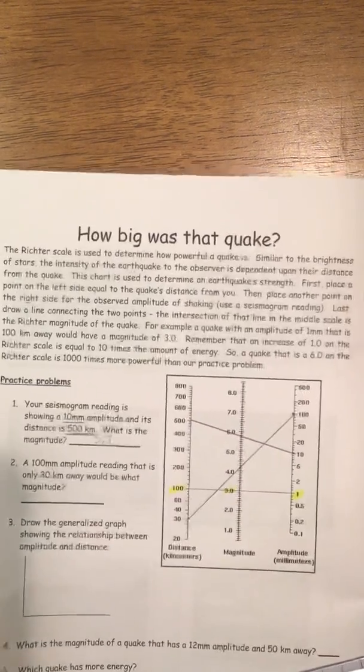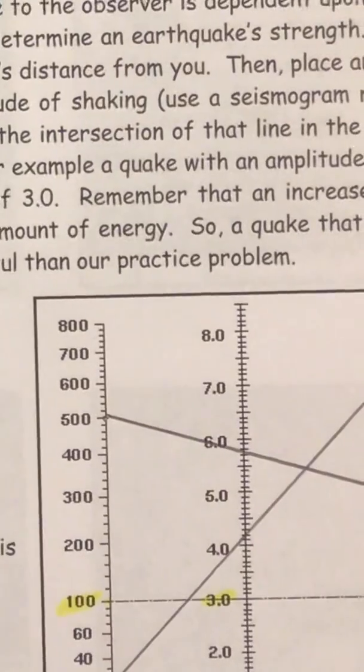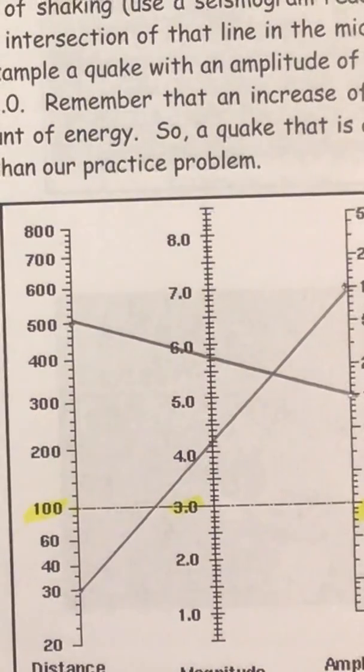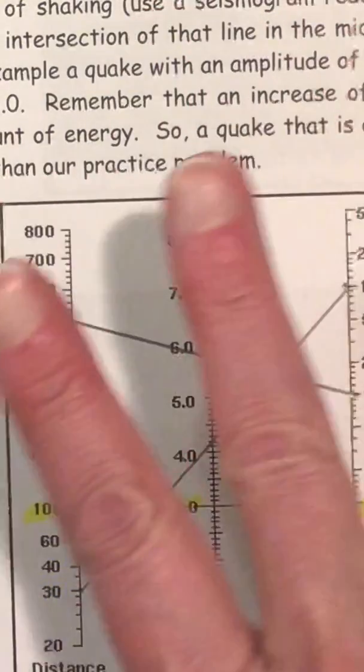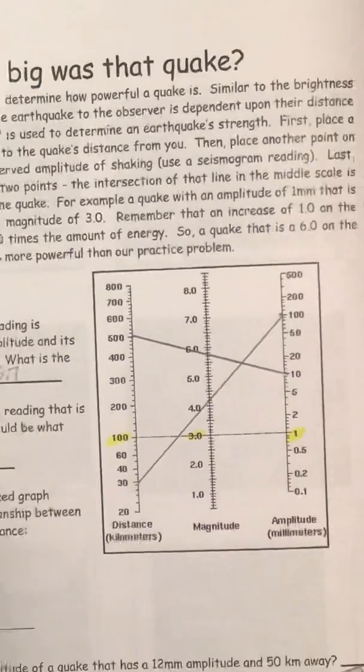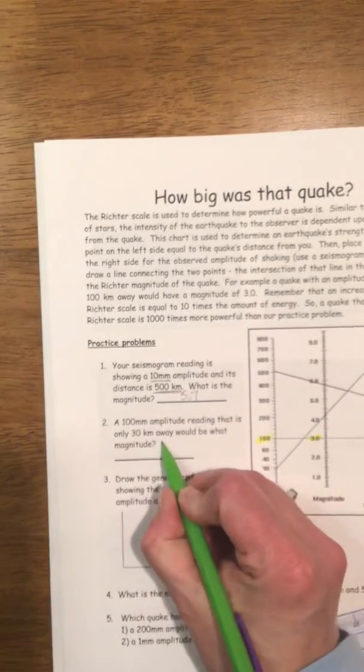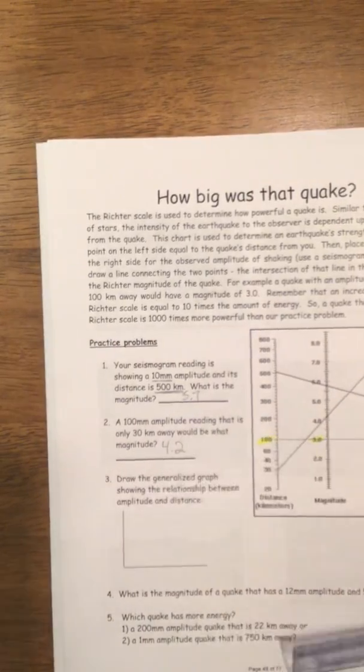And I'll zoom in again. What'd you get? I got 4.2. So that's a 4.2 on the Richter scale. Okay, let me show you what amplitude is.